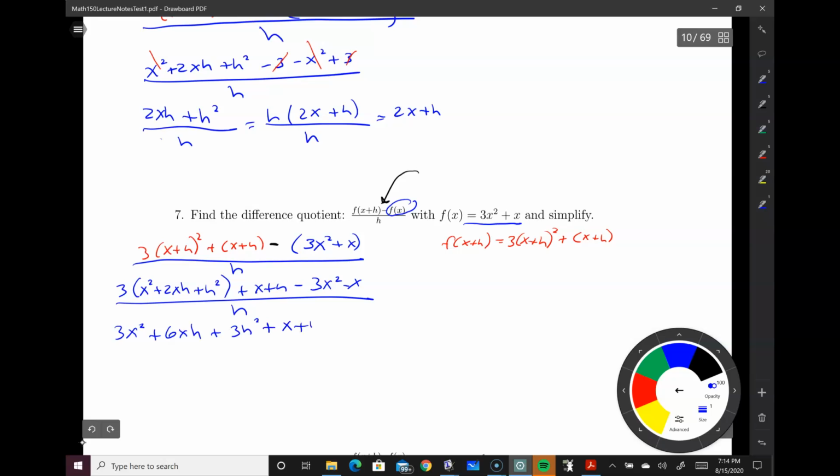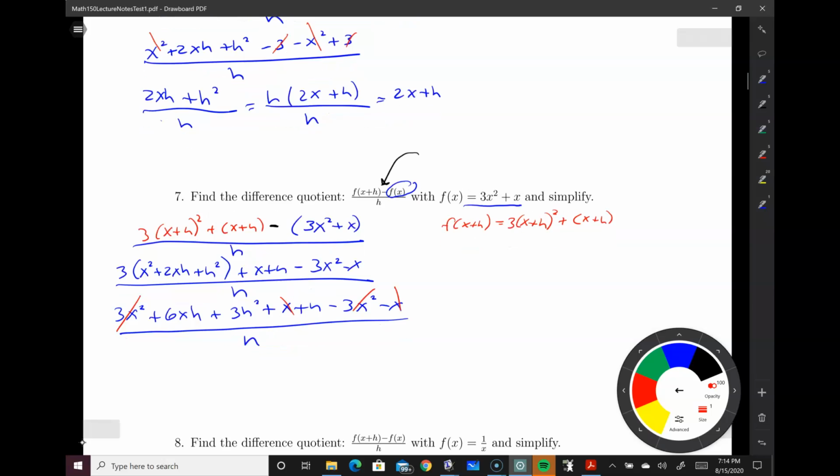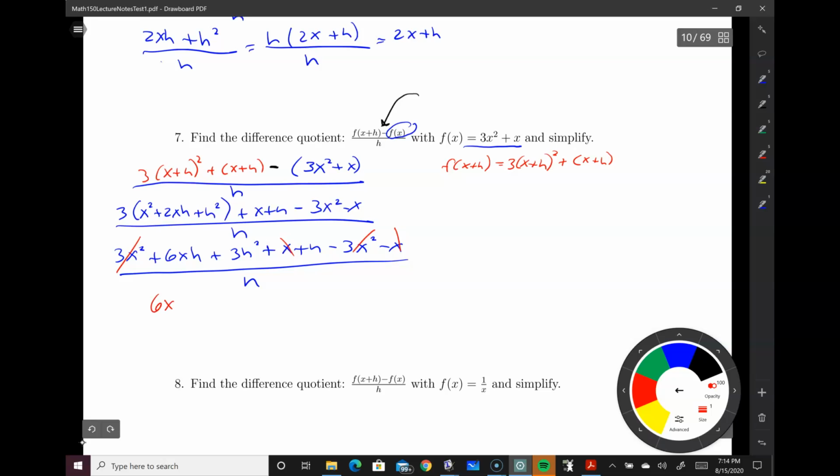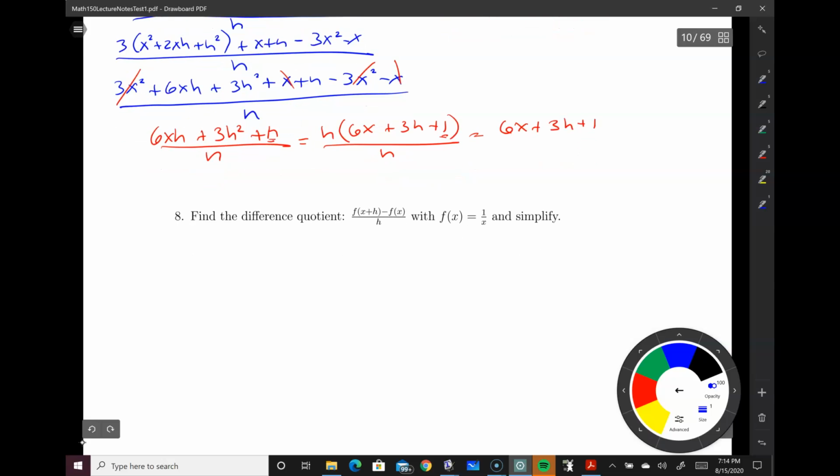So plus x plus h minus 3x squared minus x. All right, all over h. Let's see what cancels. So these go away, the x's go away. So what am I left with here? 6xh plus 3h squared plus h all over h. So if I factor an h out, so be careful, when you factor an h out of here, you get a 1, right? Canceling. There we go. All right, so those two are very similar types.